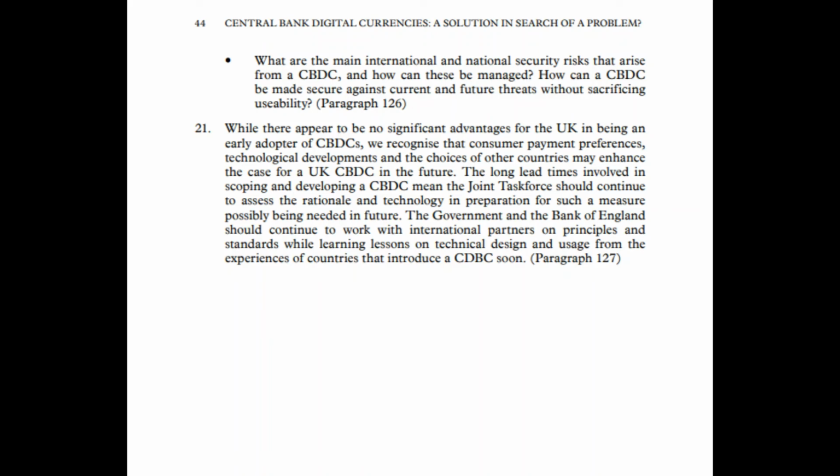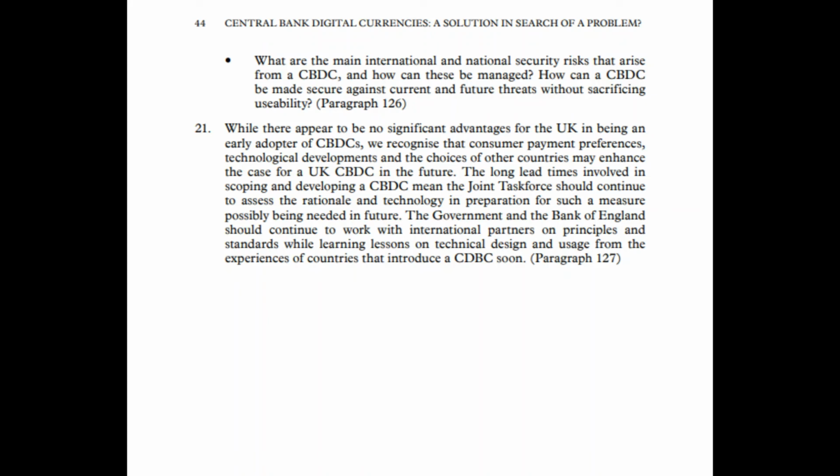While there appear to be no significant advantages for the UK in being an early adopter of CBDCs, we recognize that consumer payment preferences, technological developments, and the choices of other countries may enhance the case for a UK CBDC in the future. The long lead times involved in scoping and developing a CBDC means the Joint Task Force should continue to assess the rationale and technology in preparation for such a measure to possibly be needed in the future.